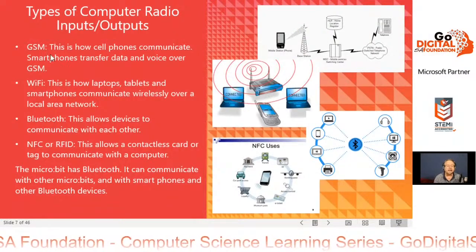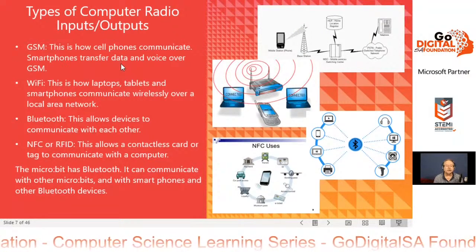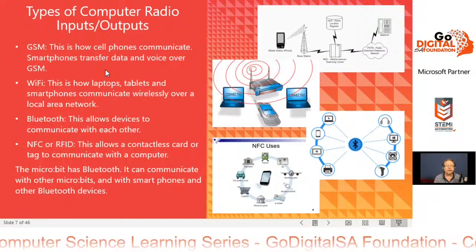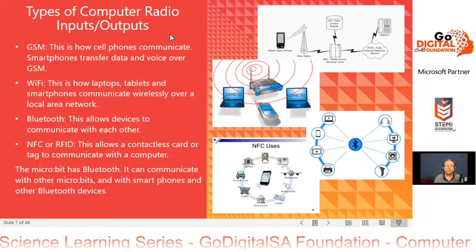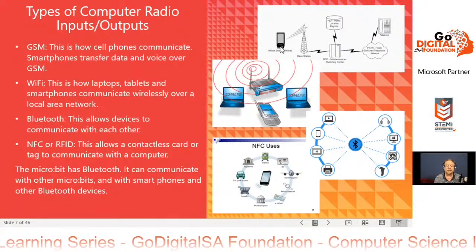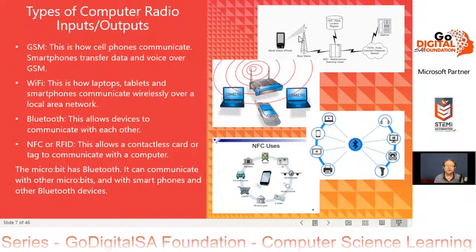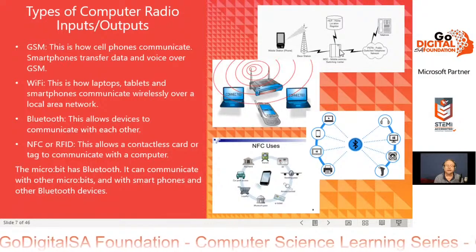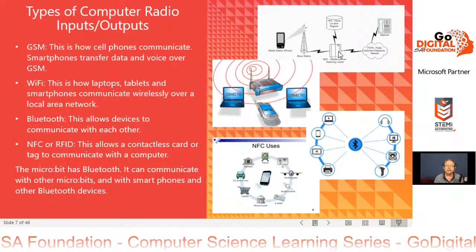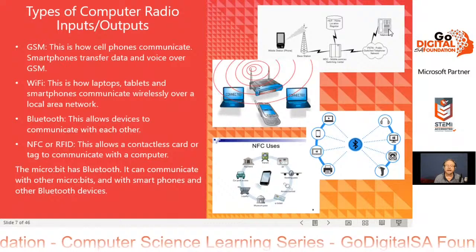Okay, GSM. This is how cell phones communicate. Smartphones transfer data and voice over GSM. Okay, so with your cell phone network, a cell phone talks to a radio tower, which connects you to the GSM network, which connects you to other cell phones and to landline phones.